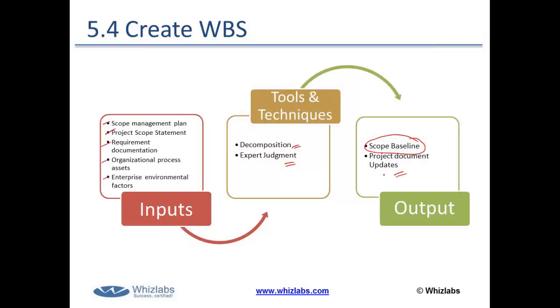Simply ask yourself, you are here in this process to break down the project scope. So what do you need? Of course, you need the scope statement. Of course, you need the scope management plan. All the scope-related documents are required. And it's a planning process, so we would need the two common inputs, organizational process assets and enterprise environmental factors. Any questions, guys, at this point of time?